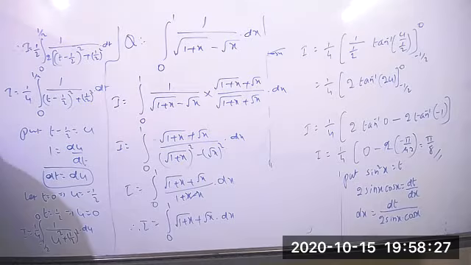Sir, 4 root 2 by 3. 4 root 2 by 3. I think it is 8 root 2 by 3. Yeah, 4 root 2 by 3. Correct only. It's correct. Four root 2 by 3.